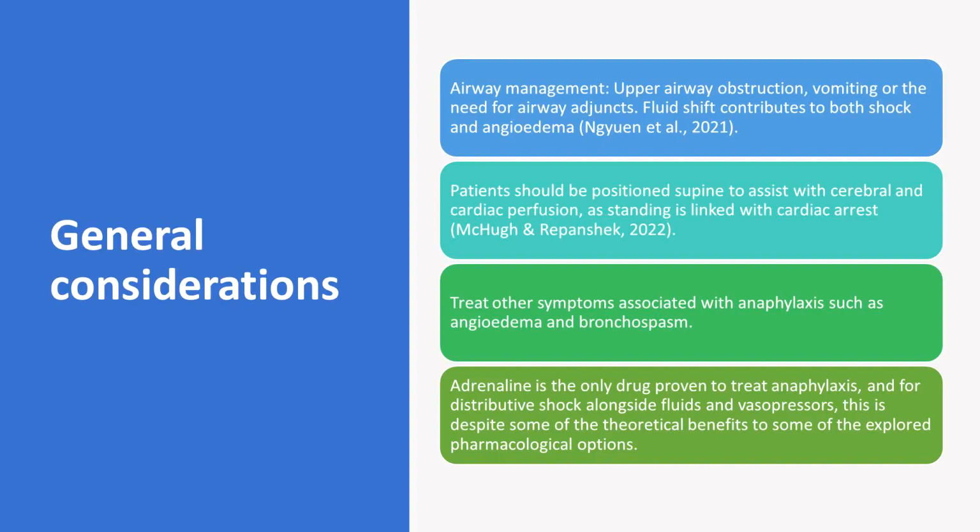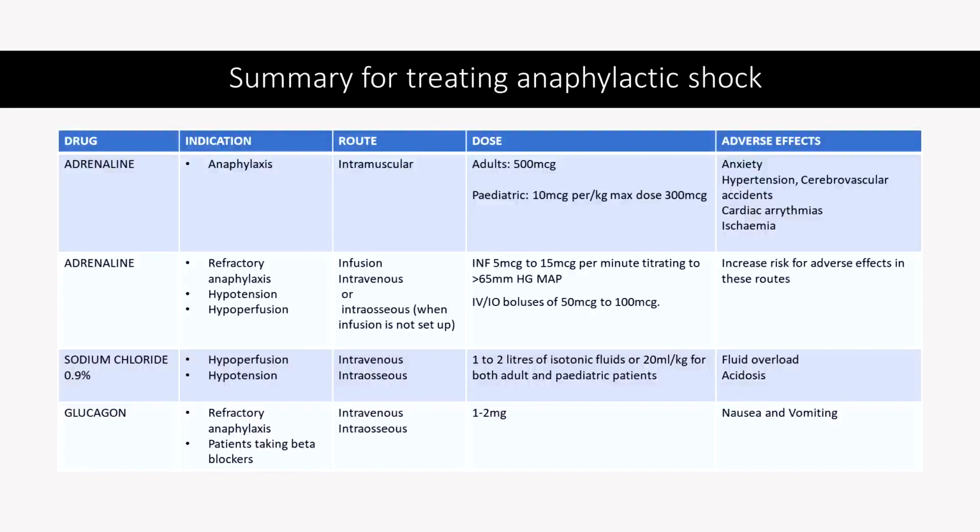Adrenaline is the only drug proven to treat anaphylaxis, and for distributive shock, it can be used alongside fluids as a vasopressor. This is despite some of the theoretical benefits to some of the explored pharmacological options. So here we have a summary for treating anaphylactic shock. You can see here adrenaline, sodium chloride, and glucagon.